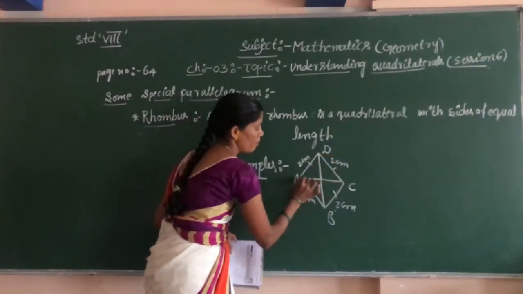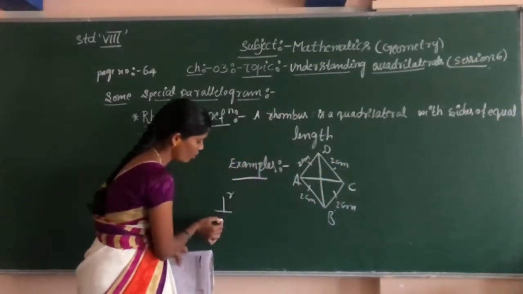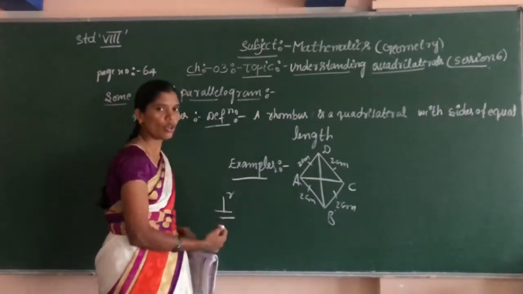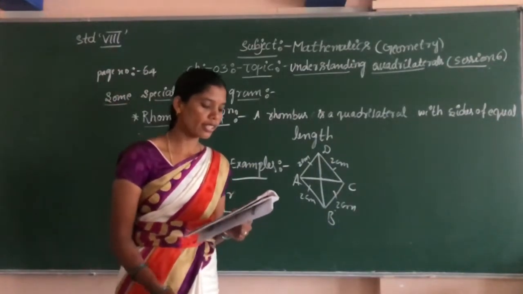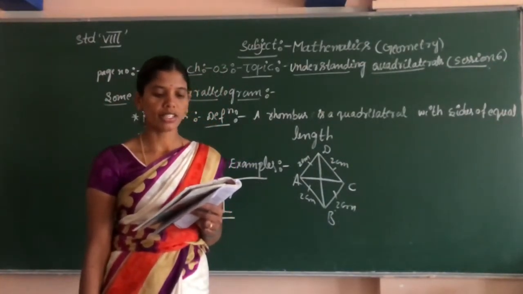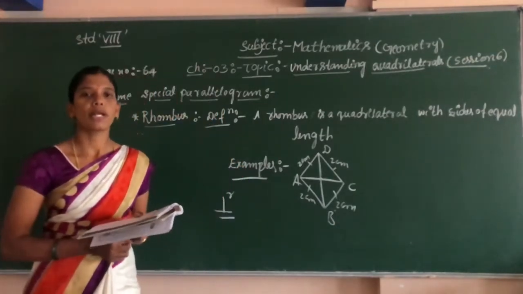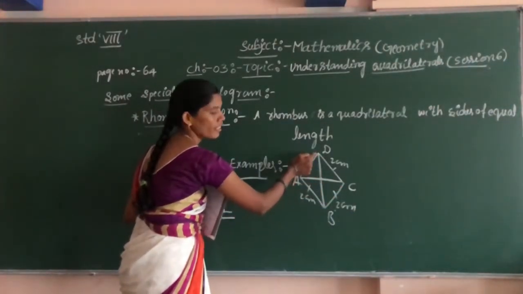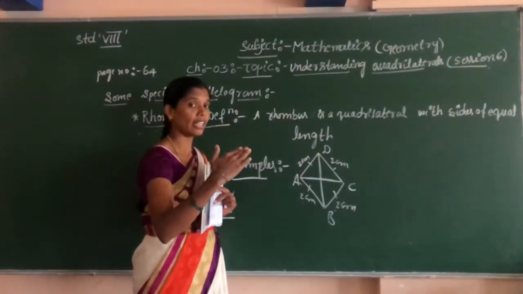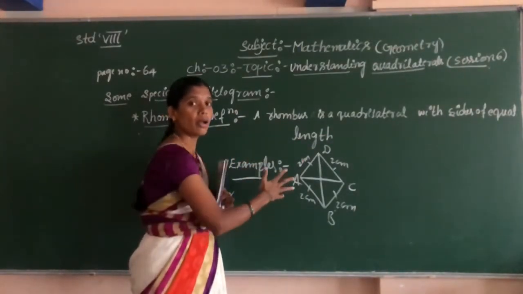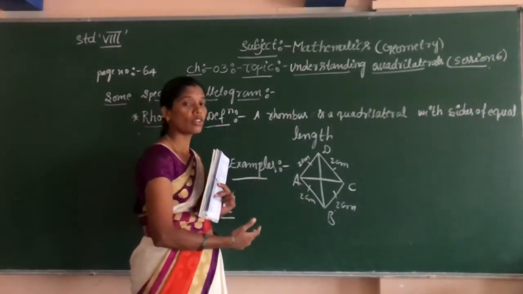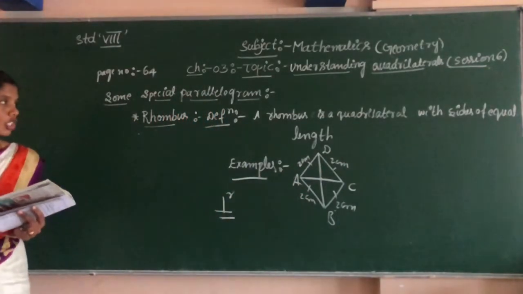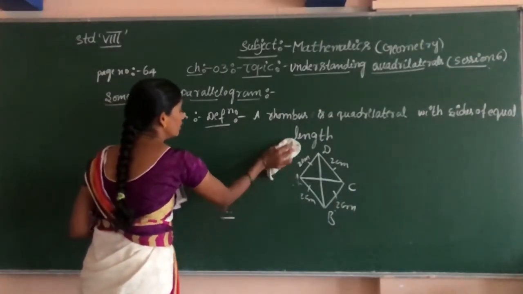Why? Because you see the perpendicular line and the bisector line, this symbol and this symbol. Both parts are also equal. So the diagonals of a rhombus are perpendicular bisectors of one another. This is property 1 of the rhombus. Bisector means cutting into two equal parts. Okay children, now next we discuss the property of the rhombus.